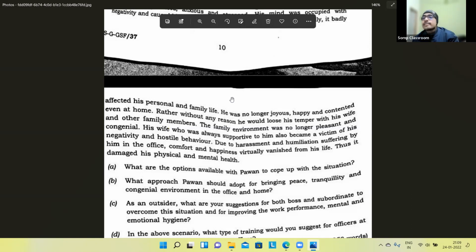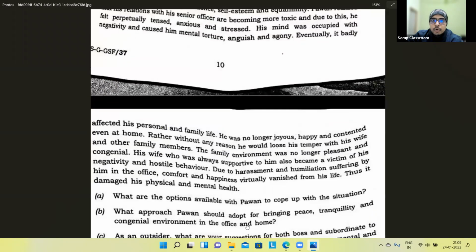Now again, UPSC has gone back to the 2016-17 kind of case studies where it used to ask 4 or 5 questions. So when it is 4 or 5 questions, how many marks do you have? 20, I guess.